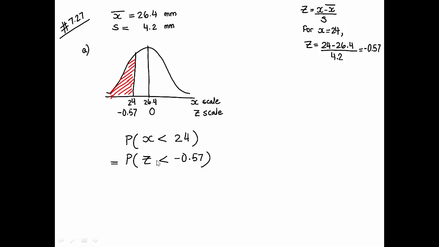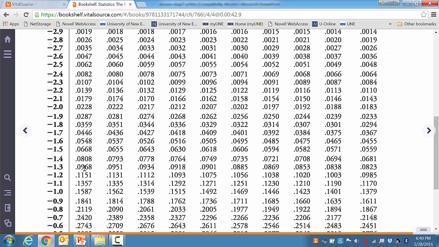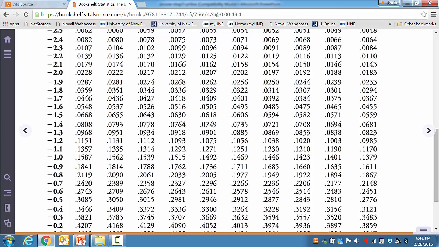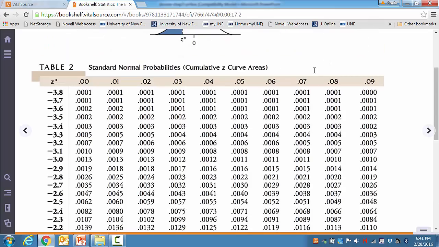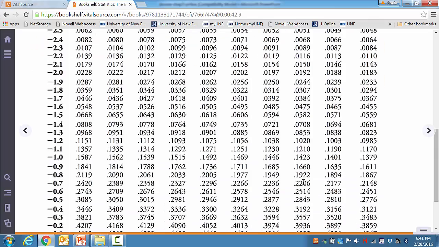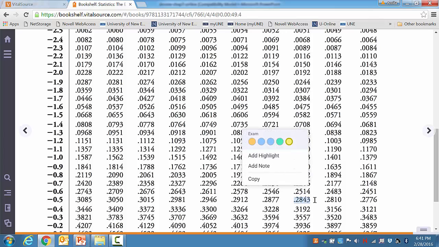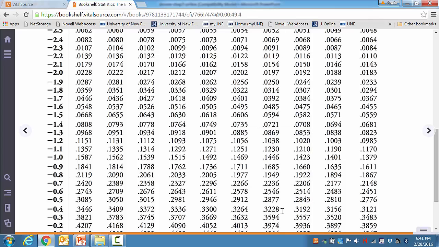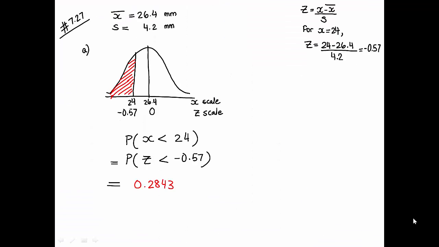Just like I have x scale and z scale, here I have my step in terms of x and in terms of z. After you get this step, now we are ready to go to the z-score table and find out this probability. So here I come to the table. I was looking for negative 0.57. So I will look for negative 0.5 here, and 7 is right up here. If you look up here, then I come down here. I get 0.2843. So that's your probability. Come back here to the problem and write down your answer as 0.2843.